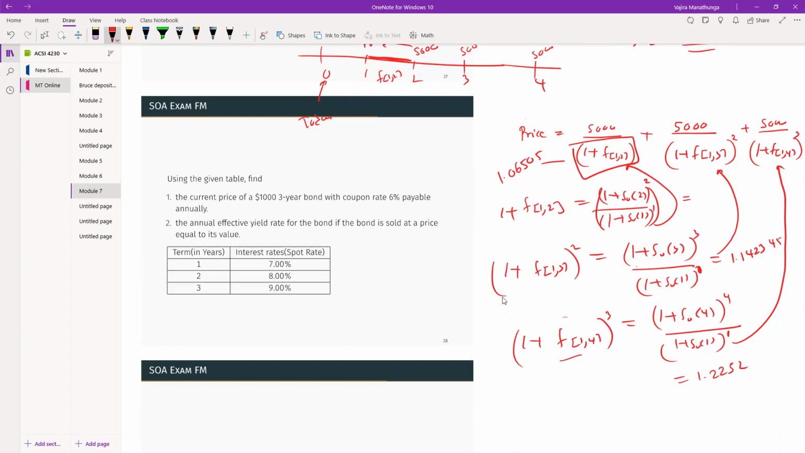So now we can solve that problem. 1.12 divided by 1.22. So the value, the price, is 13,152.5048.